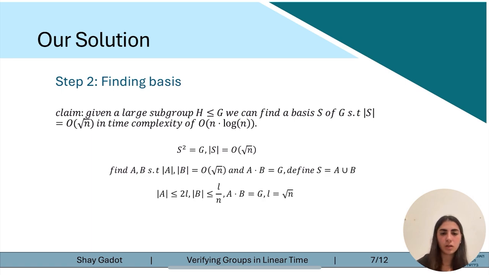In our paper, we describe an algorithm that takes some parameter L that is bigger than 1 and smaller than n, and returns A and B such that the size of A is smaller or equal to L multiplied by 2, the size of B is smaller or equal to n divided by L, and A multiplied by B gives us G. Choosing L to be square root of n gives us exactly the solution we want, because then A is smaller or equal to 2 square root n, and B is smaller or equal to square root of n.